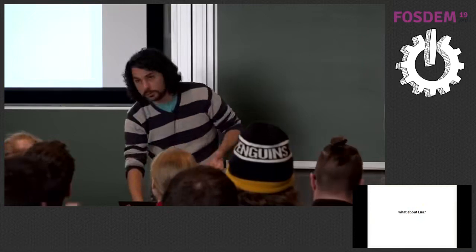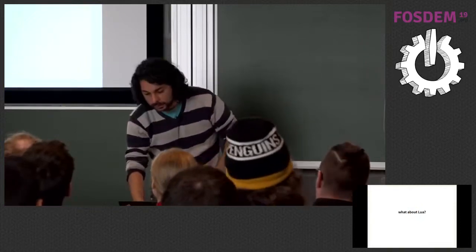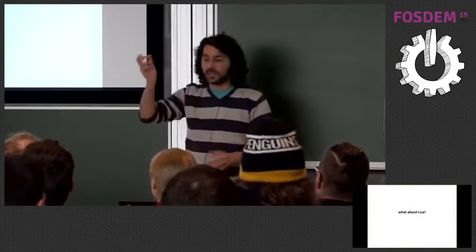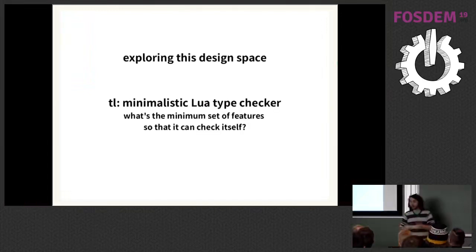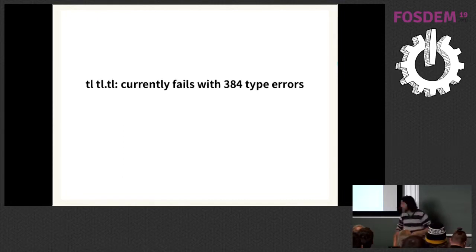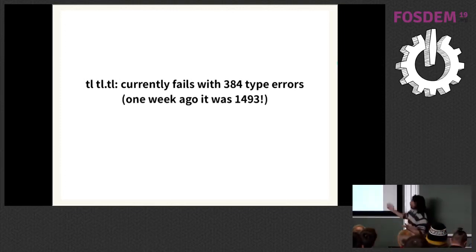So what about Lua? I probably have 30 seconds. Just to give a glimpse of hope, I've been working on exploring this design space and playing with it. I decided to try to write a minimalistic type checker of Lua in Lua: what's the minimum set of features so that it could type check itself? That would be enough to be a real program. I'm not there yet. When I try to run it on itself, it currently fails with 384 type errors. A week ago, it was a lot more, so that's progress.